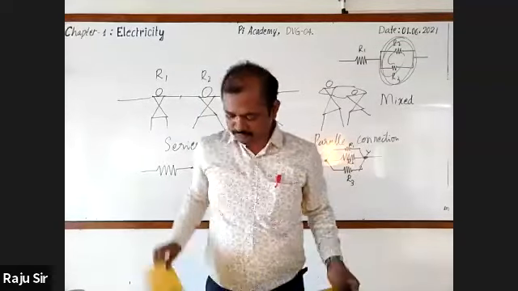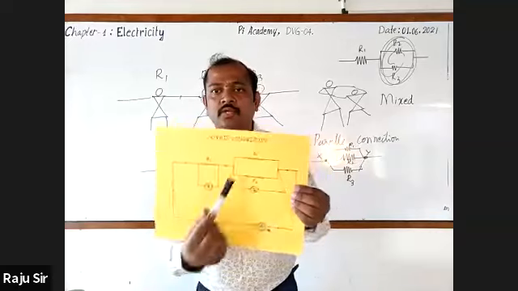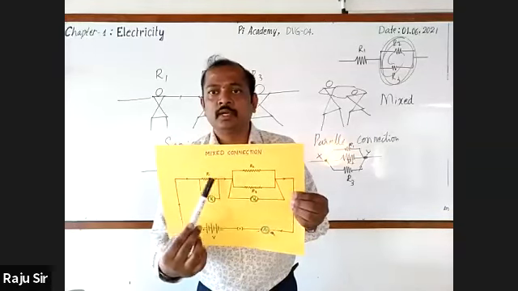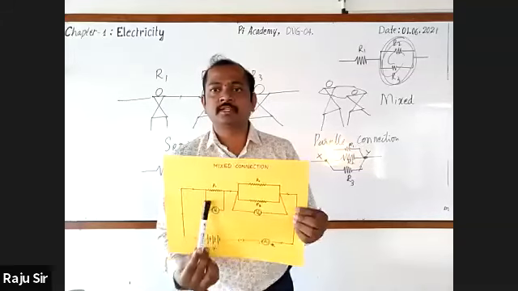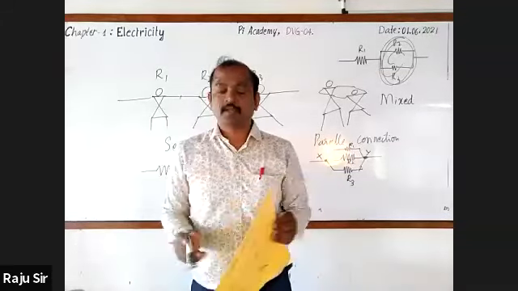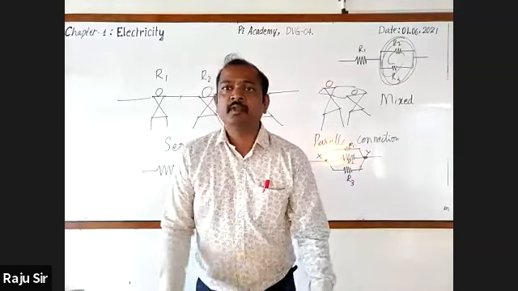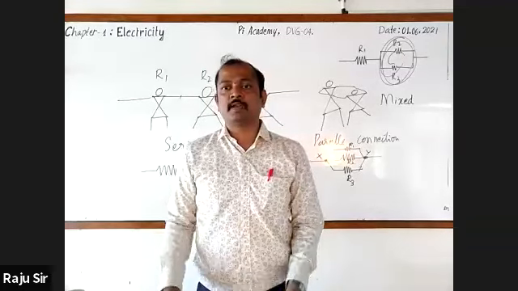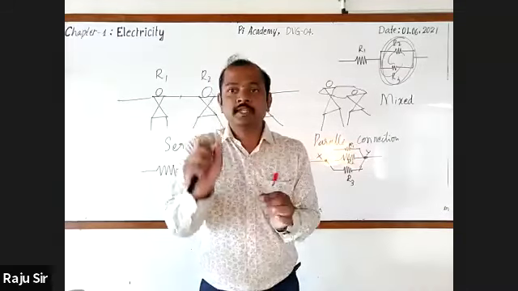Next, one more, mixed connection. Here also I have shown that. Look here, there are 2 resistors which are connected in parallel, and this combination has been connected to another resistor in series. It consists of both parallel connection and series connection. It is called mixed connection. So the purpose of arranging the resistors in 3 different ways, as series connection, parallel connection, and mixed connection, is to get the desired current.